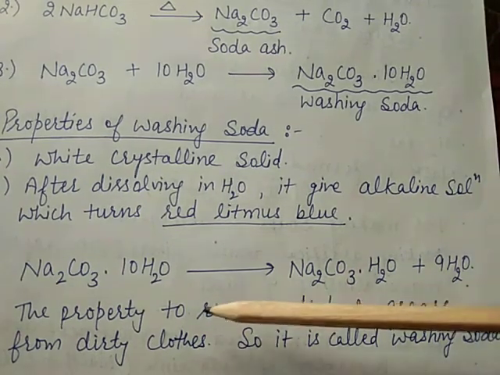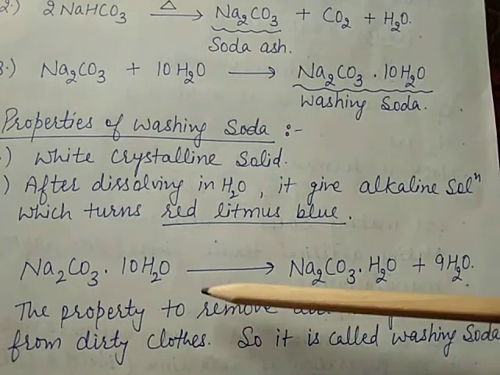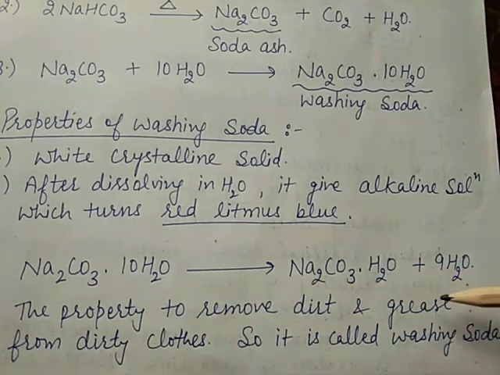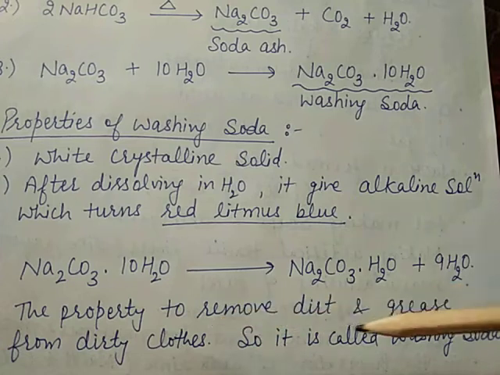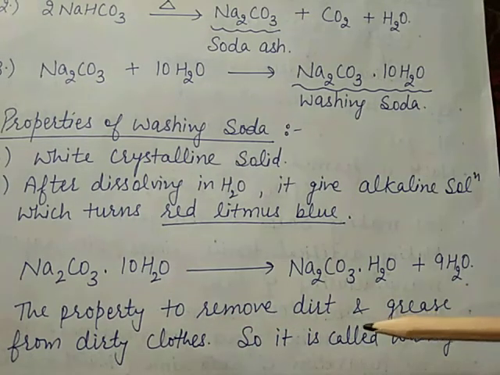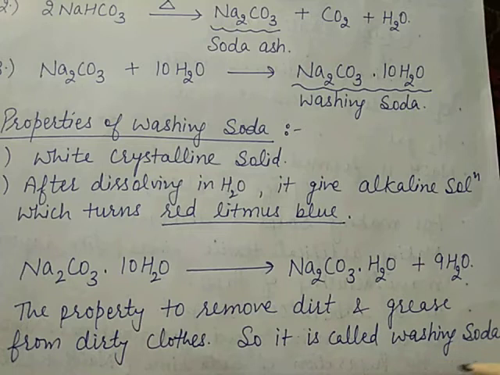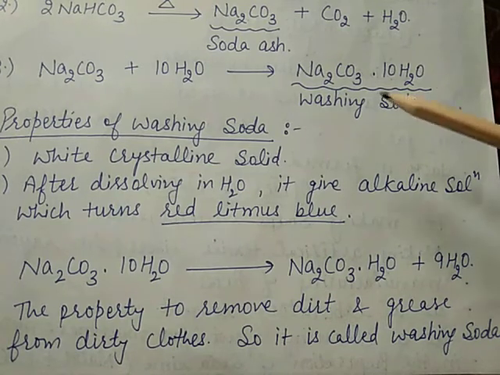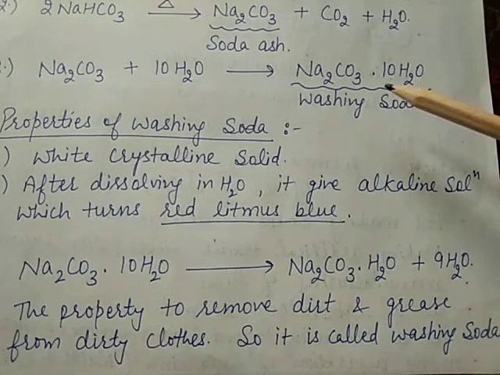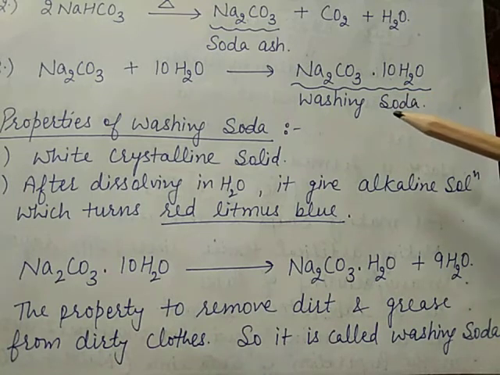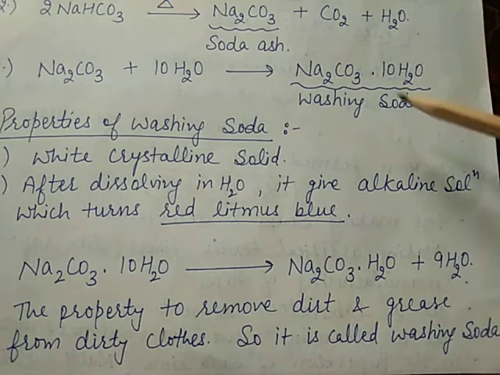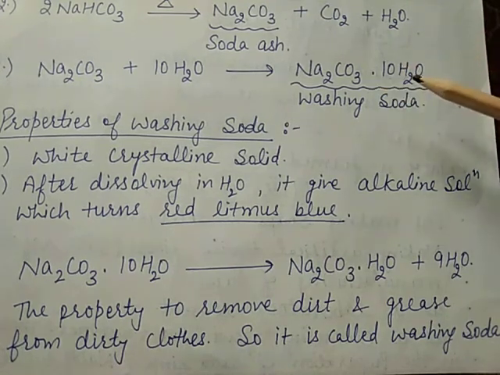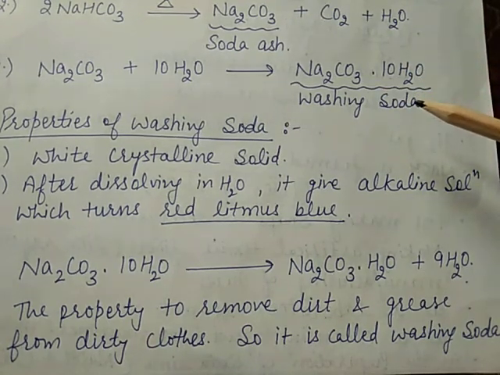Next property: washing soda has the property to remove dirt or grease from dirty clothes. So that's why it is also called washing soda. Washing means using water molecules for washing. It means here 10 water molecules are used in the formula of washing soda. So we can easily remember that for washing, water molecules are used. So here 10 water molecules are present.